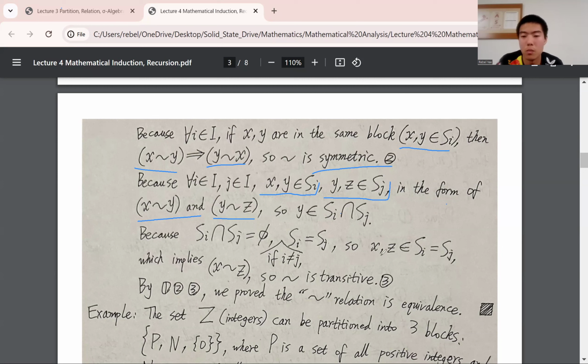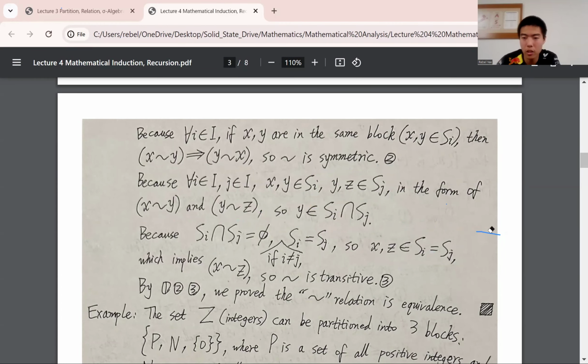So this means i is equal to j, and this is because we reach a contradiction. If Si is not equal to Sj, then the intersection is empty based on the previous lemma. So y is an element in it, which makes it non-empty, which means Si is equal to Sj. So x and z are in the same block. So from these two, we proved x is also related to z. So we proved it. Okay.